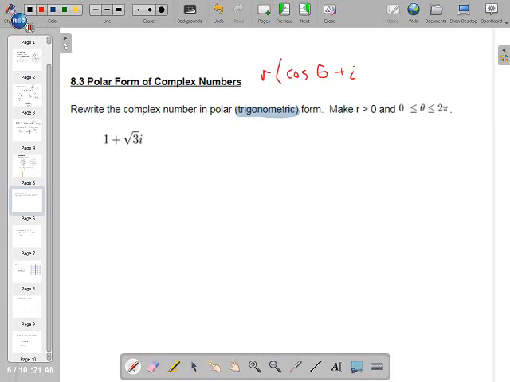R is on the outside, cosine theta plus i sine theta. And you might notice here, I'm being pretty specific. I don't want any negative angles, and I don't want any negative radii. So make sure you pick angles between 0 and 2 pi.